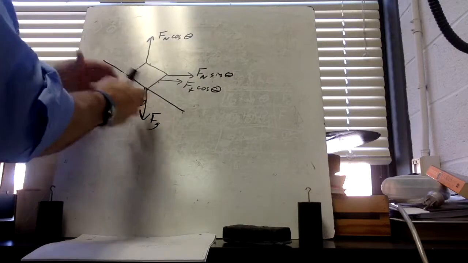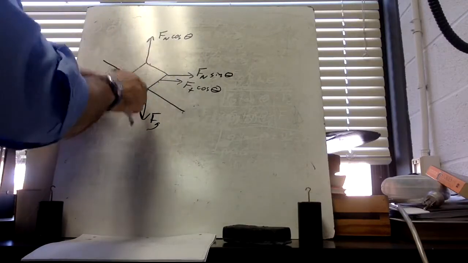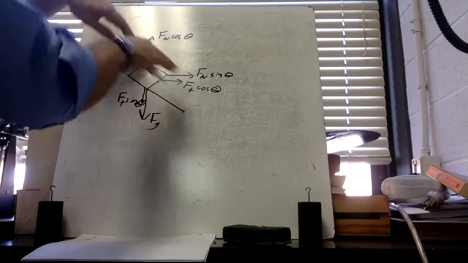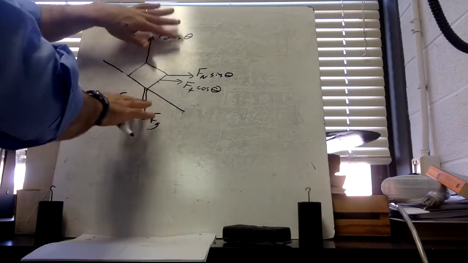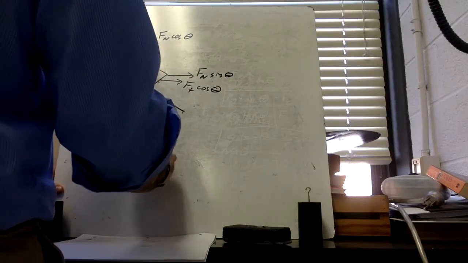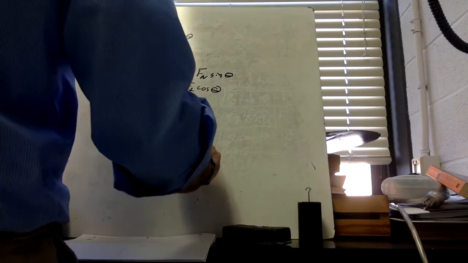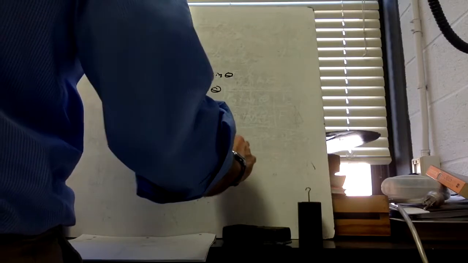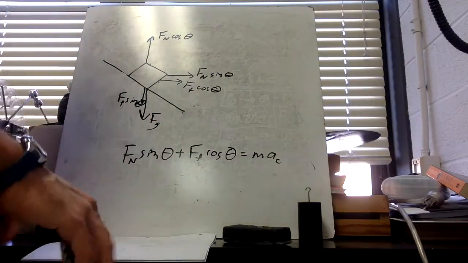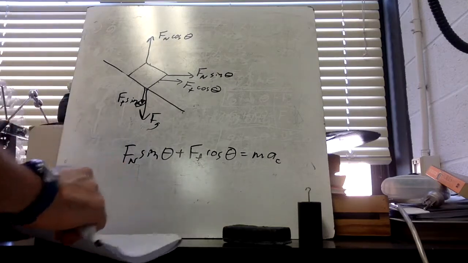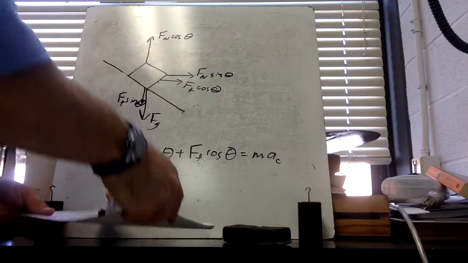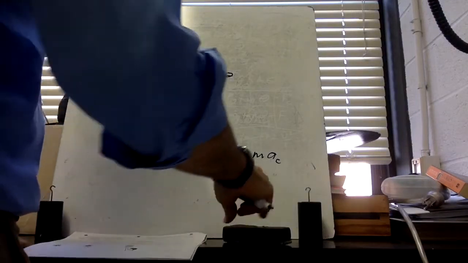Keep this in mind, like for the normal, these two things have to be equal to each other. This equals this. If it's moving just in a horizontal circle, these two things have to be equal. And so now, Fn sine theta plus Ff cosine theta is equal to MAC. Okay. Let's go right ahead and move on to the next thing.